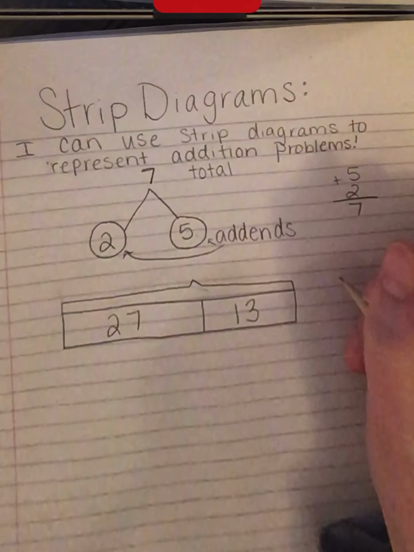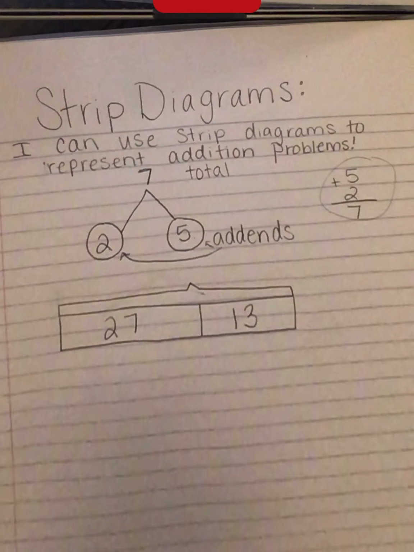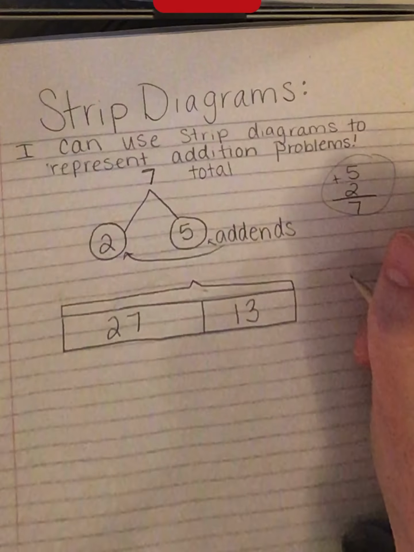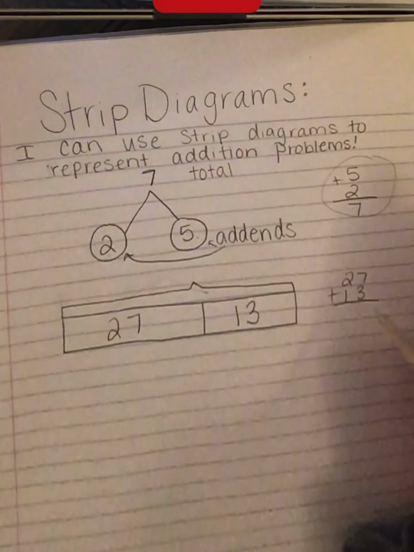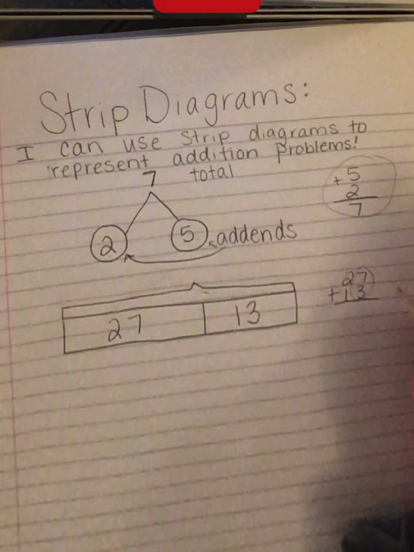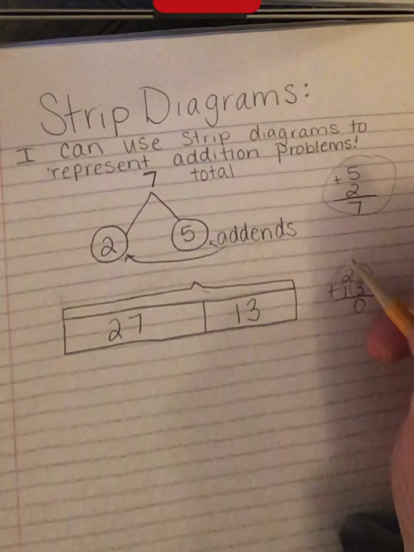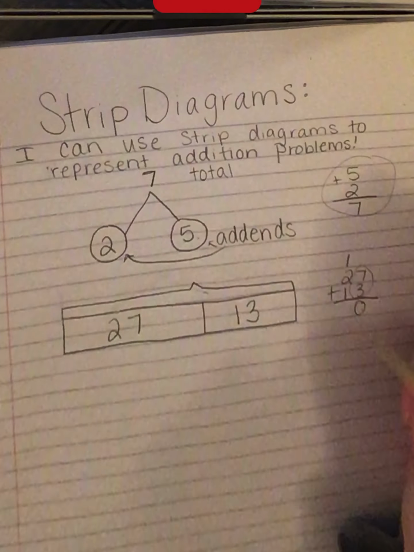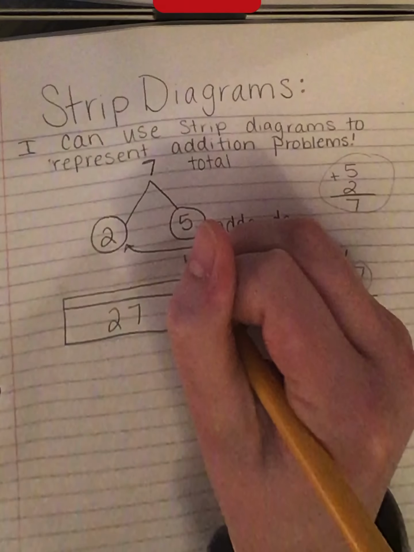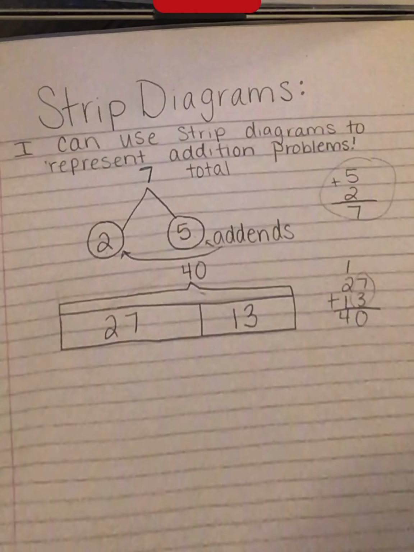Now I know that I can do it on the side just like I did for my math mountain if I needed to, 27 and 13. Adding those two together, 7 and 3 make 10, which means I'm going to carry the 1. 2, 4, 3, and 4. So my total would be 40.